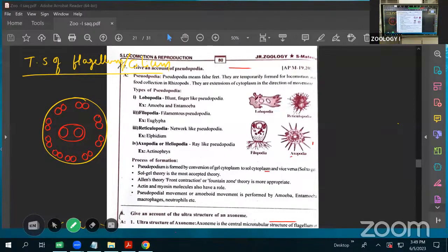In the TS of the flagella diagram they gave, you write centrally 2 singlets, and surrounding them the inner sheath. After that, surrounding it, they are called peripheral doublets. Between them, they are joined by what we call radial spokes. They are attached to the central inner membrane. That we call radial spokes, present like this.